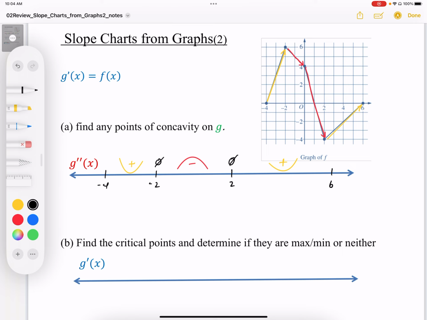So in this case here, we could also determine that anytime it changes direction, we have an inflection point. So we have an inflection point here and here. So where it changes from going positive to negative, that would indicate inflection.